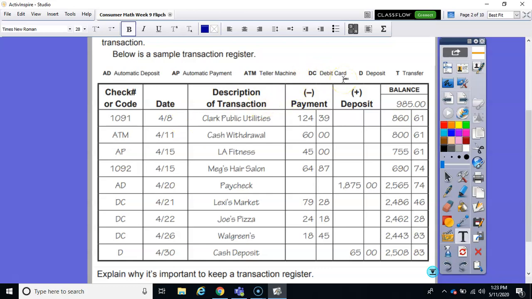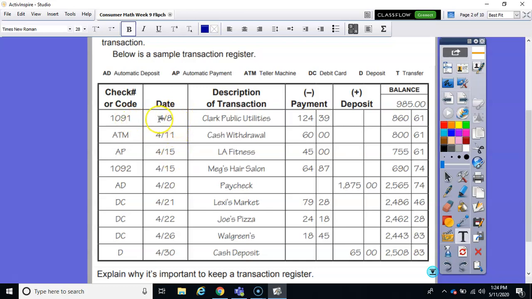DC stands for debit card. So whenever you are looking at those receipts from using your debit card, you can just put DC instead of a check number over here. D stands for deposit, and T stands for transfer. So let's look through this account and see what's going on. So right here, since we have the number 1091, that means that they wrote a check, and that was check number 1091. It's always important to mark down the date that this took place.